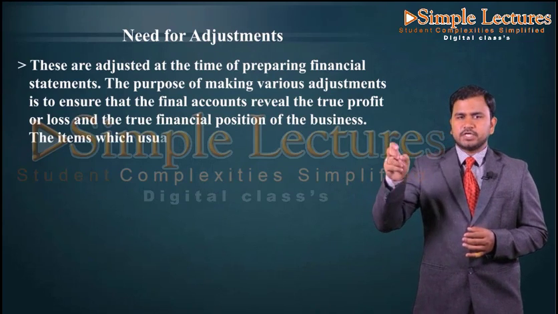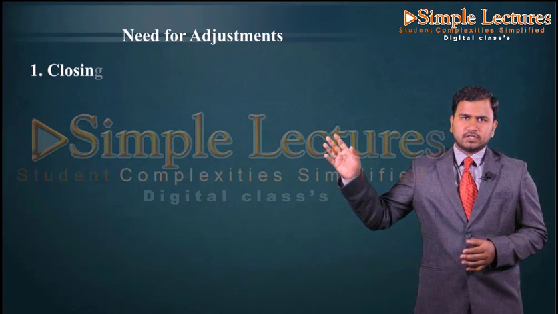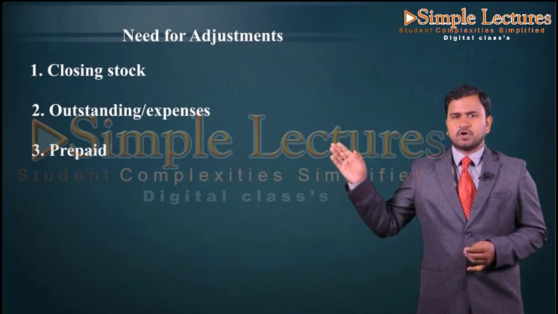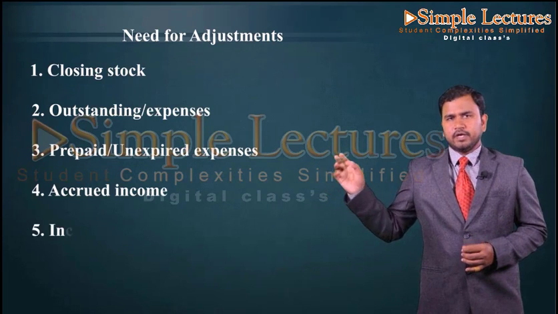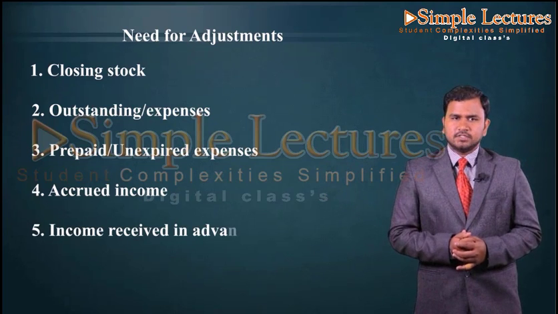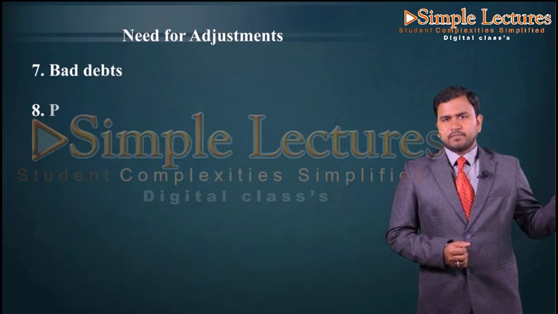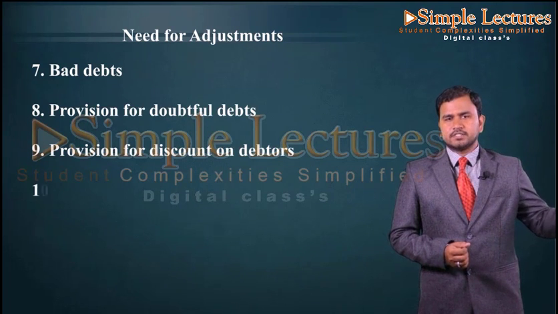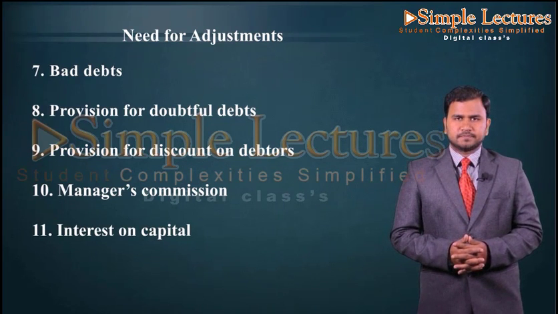The items which usually need adjustments are closing stock, outstanding expenses, prepaid expenses or unexpired expenses, accrued income, income received in advance, depreciation, bad debts, provision for doubtful debts, provision for discount on debtors, manager's commission, interest on capital.